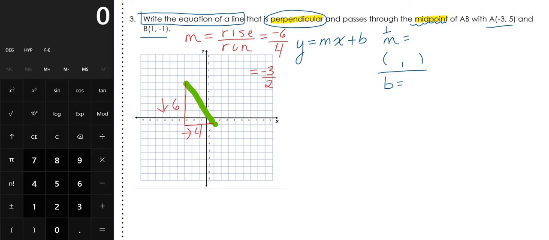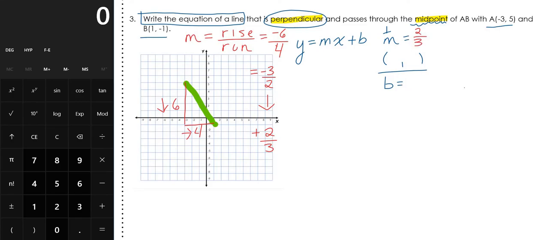What we want is something perpendicular. So perpendicular to negative 3 over 2 is going to be a positive, because you have to take the opposite sign, and you have to flip the fraction. So positive 2 over 3. So I'm going to write down my slope as 2 over 3.